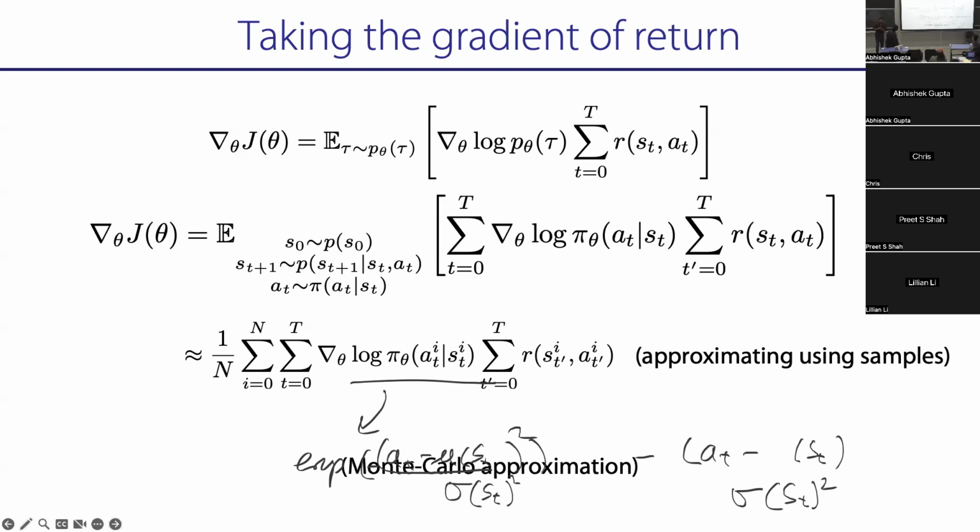Yeah, go ahead. Why use Gaussian? It doesn't have to be Gaussian. Gaussian is a choice. You can use any policy distribution where you can evaluate the log probability or the grad log probability. You can use any of those.